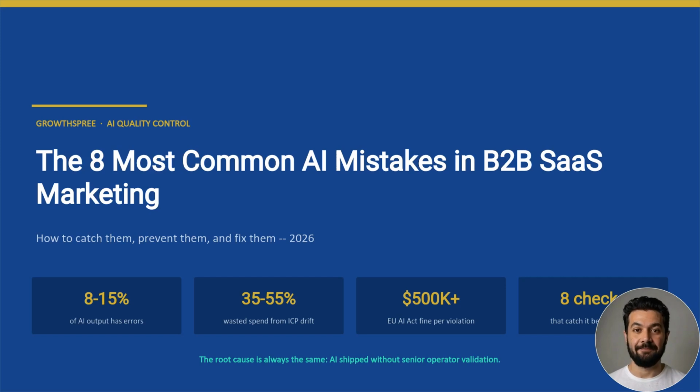Welcome back. Today, the 8 most common AI mistakes in B2B SaaS marketing and how to prevent them. The root cause is always the same. AI output shipped without operator validation. Get it wrong, and you're looking at 50% wasted spend or a $500,000 fine.